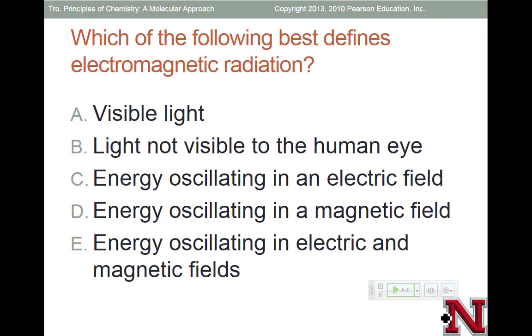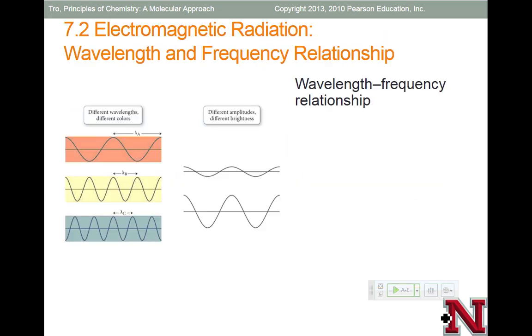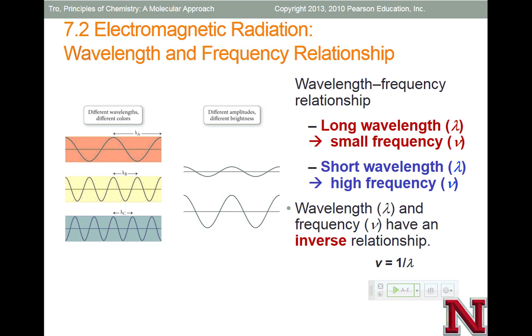So which of the following best defines electromagnetic radiation or light? It's energy oscillating in electric and magnetic fields. That's what our light is. So again, our relationship: a long wavelength means we have a smaller frequency, and a short wavelength means we have a higher frequency, so they are inversely proportional. So we can say our relationship of wavelength and frequency is just the inverse of each other.